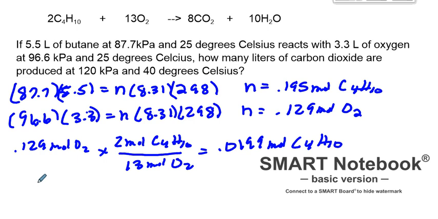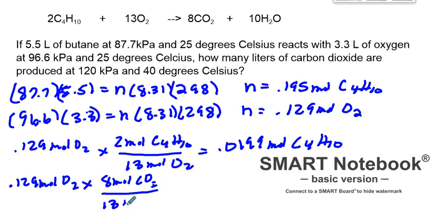So I'm going to do one more time. Now I want to find out how much carbon dioxide is produced. So I'll take my limiting number of moles, 0.129 moles of oxygen. I will then times that by 8 moles of carbon dioxide per 13 moles of oxygen. Okay, and that's going to give me 0.0794 moles of carbon dioxide.